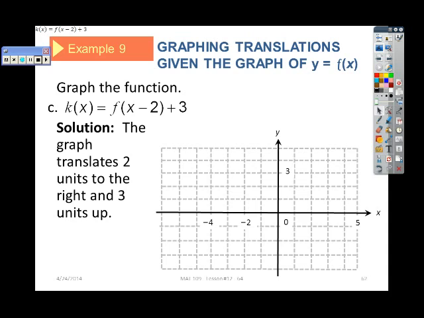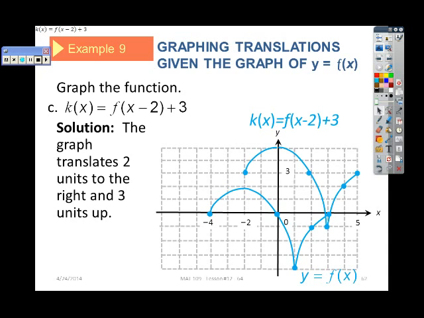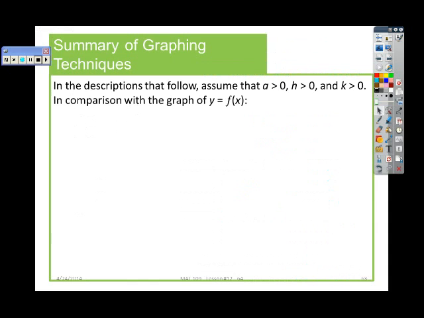That's a translation both up and to the right. So we're going to move it to the right, and then we're going to move it up, or move it up and then to the right. Actually, you probably ought to do the right first, and then move what results in. Work from the inside out.